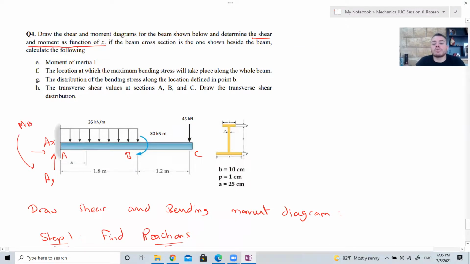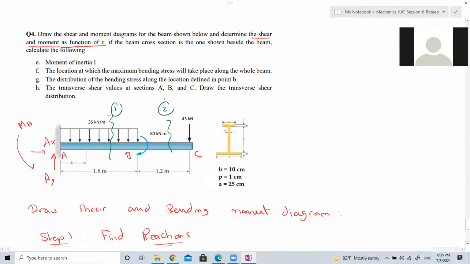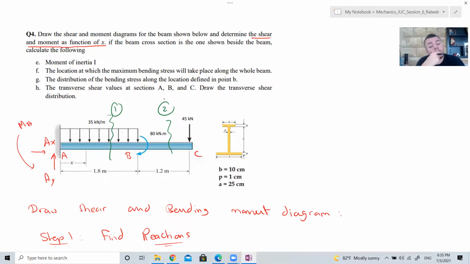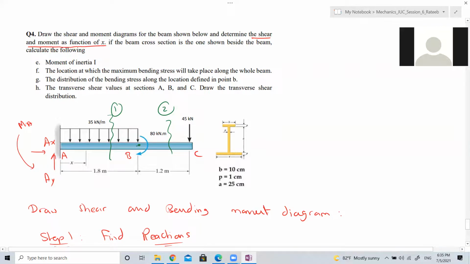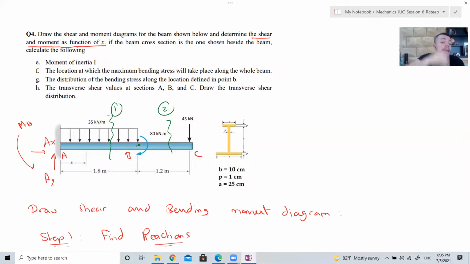How many cuts do you think we should take? 3 cuts? 2 cuts? Where the force changes. From A to B you have one cut, because the load is not changing. At point B there is a moment, and at the same time the load changes and is no longer rectangular. So we take another cut from B to C.